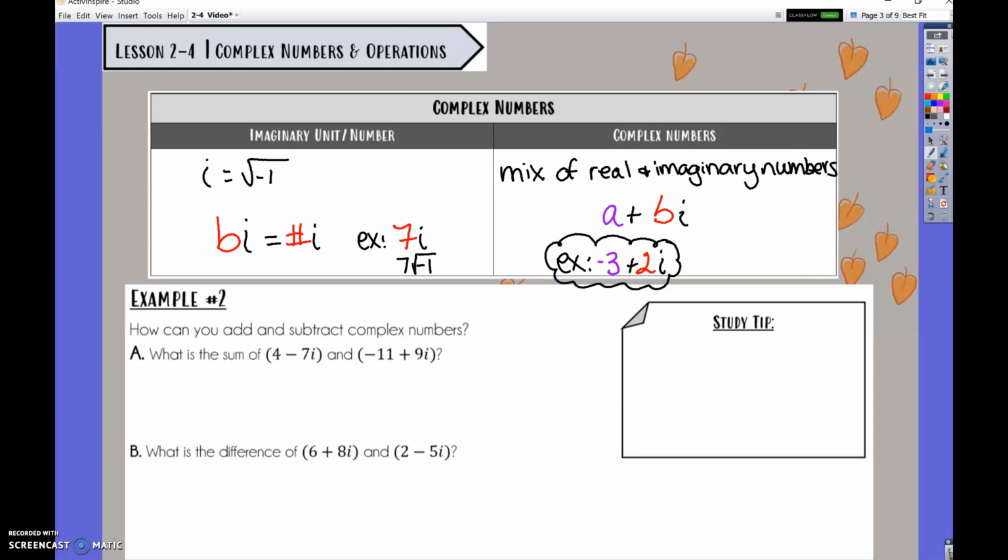Now, when we try example 2, they're basically going to have us adding and subtracting complex numbers. This actually isn't terribly scary at all. Remember to just combine the real parts with the real parts. So all the real parts are the normal numbers you're used to, and the imaginary parts.